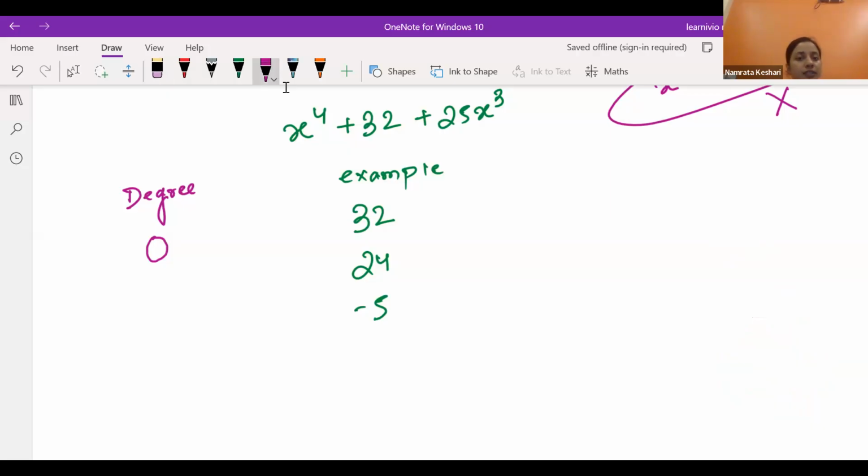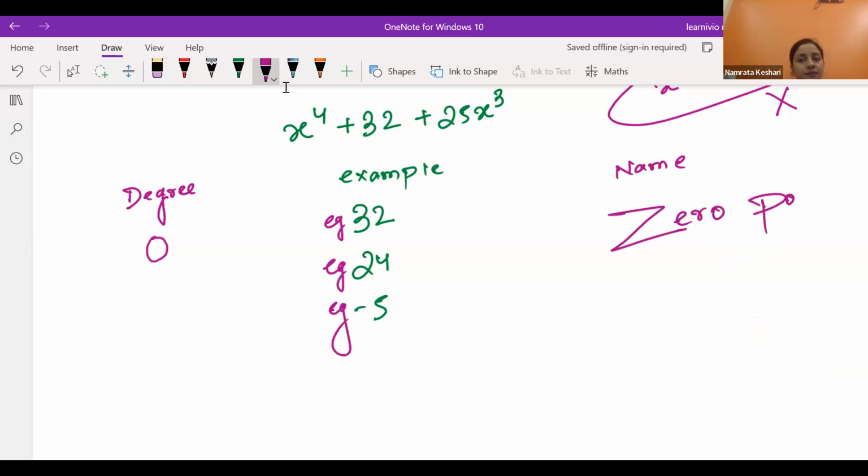These are a few examples of degree 0 polynomial, and the name of this type of polynomial is zero polynomial or constant polynomial. So anytime, anywhere, it will be zero polynomial or maybe constant polynomial. You need to recall that the degree is 0 over here. Okay, ma'am.